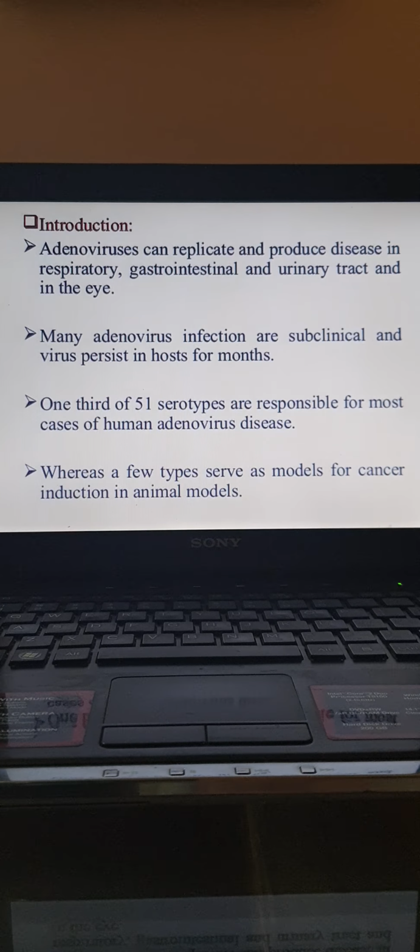The infections which are caused by adenovirus are subclinical, and the virus persists in hosts for many months. There are around 52 serotypes, and one third of these serotypes are responsible for most of the cases of human adenovirus disease, and a few of them serve as models for cancer induction in animals.